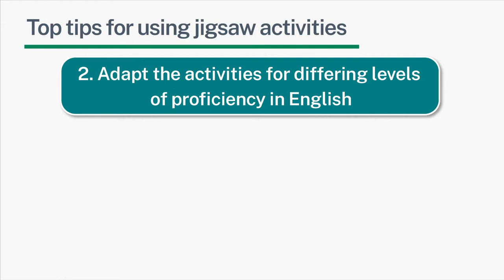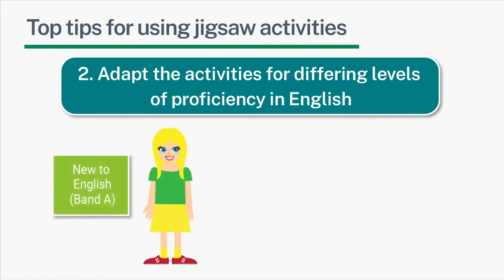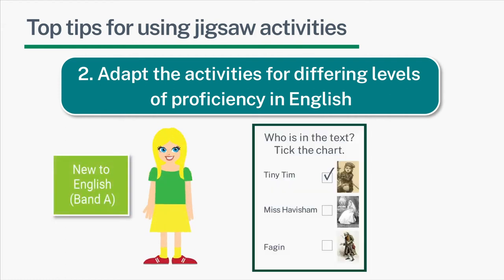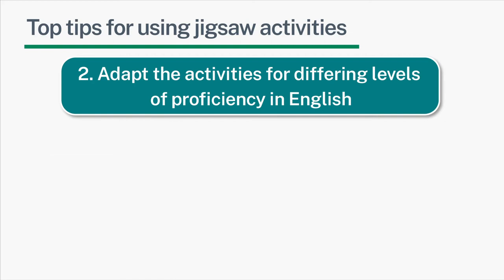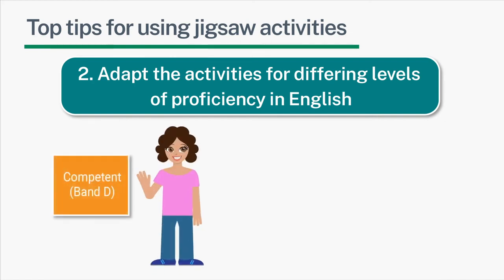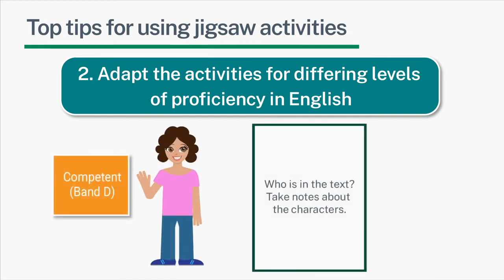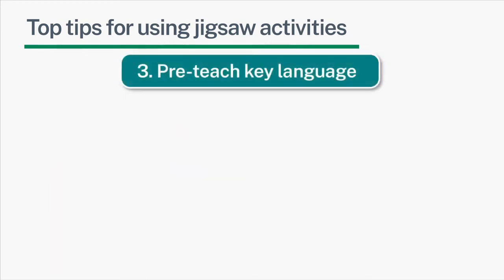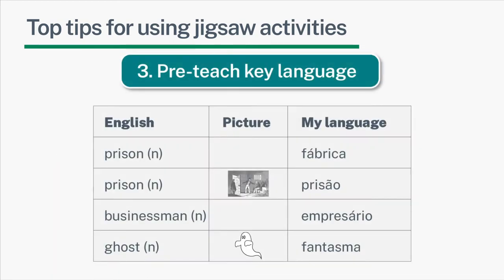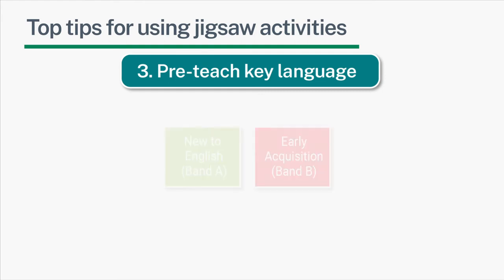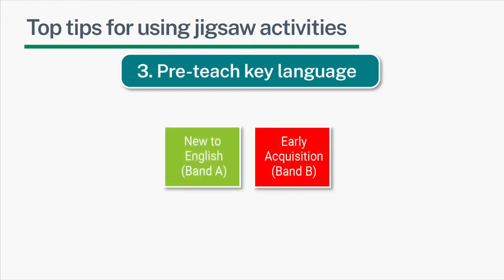For example, if pupils are new to English and in their silent period, a recognition task such as asking learners to tick which characters are mentioned in a text may be appropriately challenging. Whereas pupils who are competent or fluent in English could take notes instead. 3. You can also pre-teach and/or check understanding of key language that will come up in the reading or audio texts by giving learners a list of key phrases to translate before the lesson. This is particularly useful for learners at bands A and B.